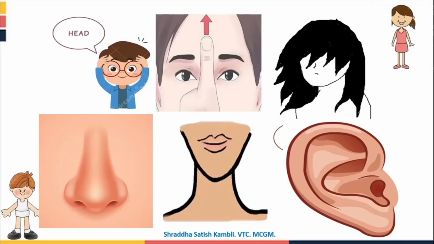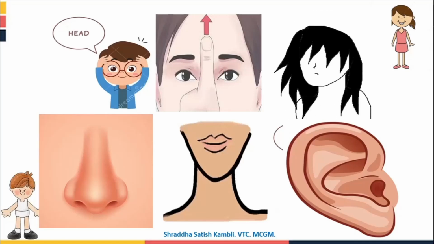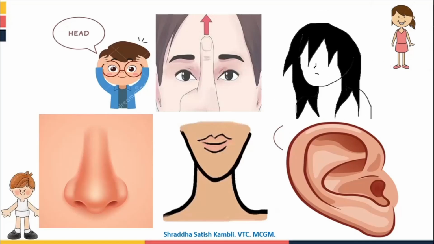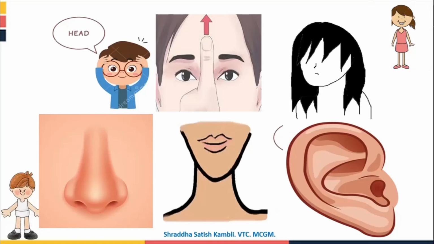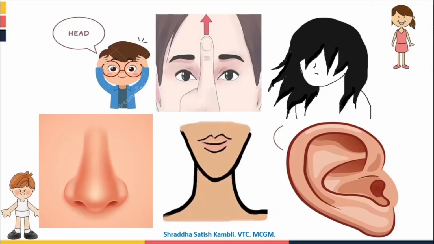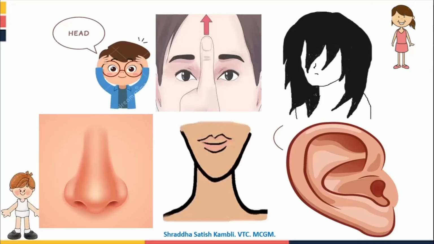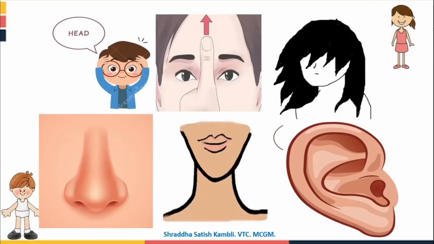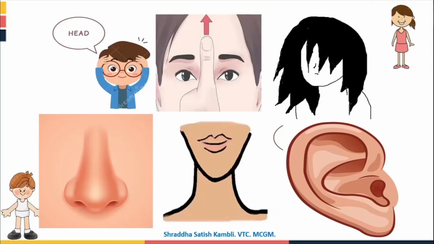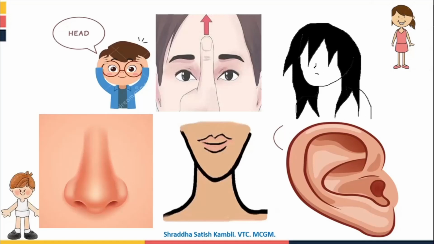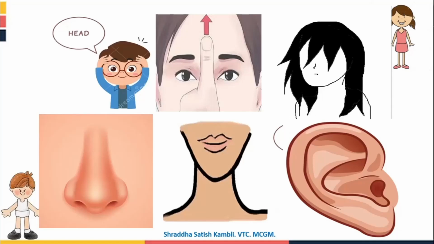Okay, so these are the different parts of our body. So you have your head, which is covered with hair, and then you have the forehead, and then below the forehead you have the eyes, and then on the eyes you also have the eyebrows and the eyelashes. Okay, and then you have ears at the side, and then in front you have the nose, and below the nose you have the mouth and the chin. So all these things are part of your head.